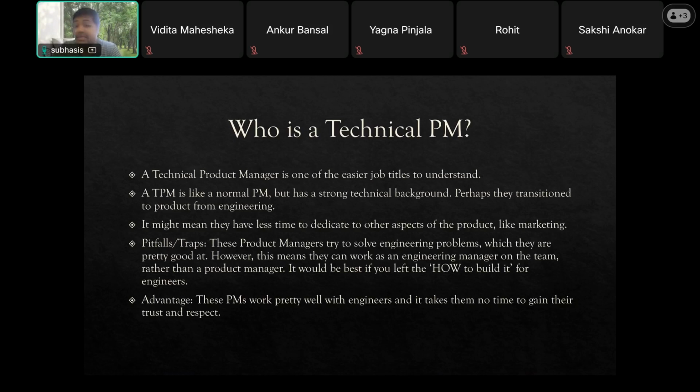And what are the different advantages? Advantages of a technical PM are that they can gel easily with the technical team. Rather, if you see a business PM, they will have difficulty gelling with the technical team. But for a technical PM, it's very easy to gel with them. Okay.